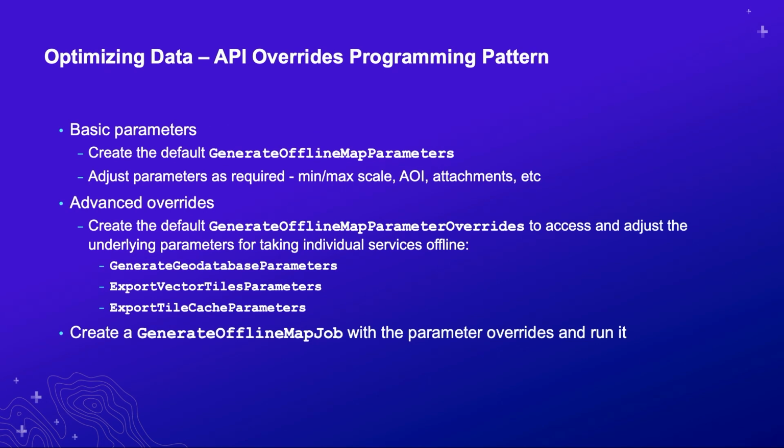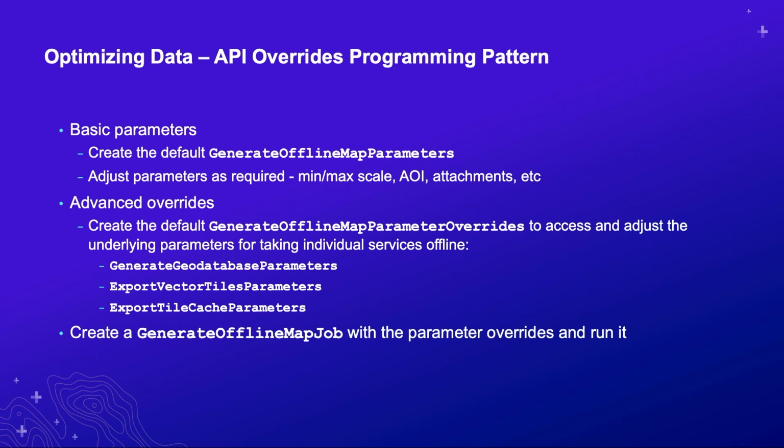When you create your task to take the map offline, you can generate the offline map parameters, and then you can see what the defaults are, and if you want to change the defaults, you can. So you can change the min-max scale, for instance, for the tiled layers to come offline. You can change the area of interest. You can determine whether attachments are taken offline or not. But it's always good to start with the defaults and then go and change them from there. And you get these defaults by calling generate offline map parameters.